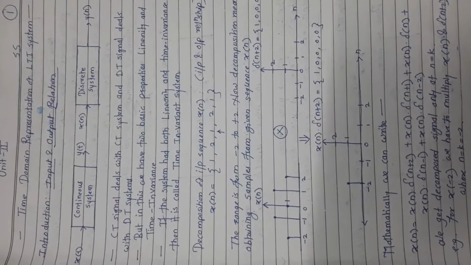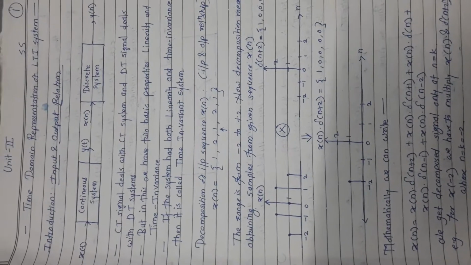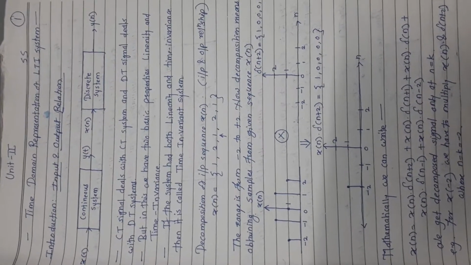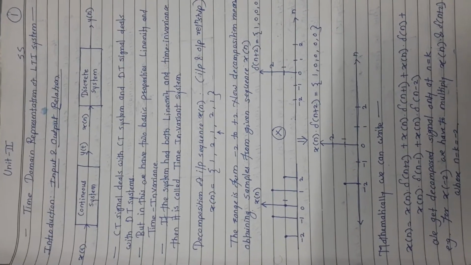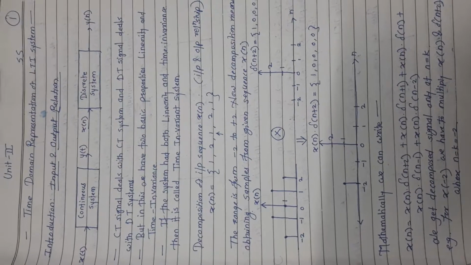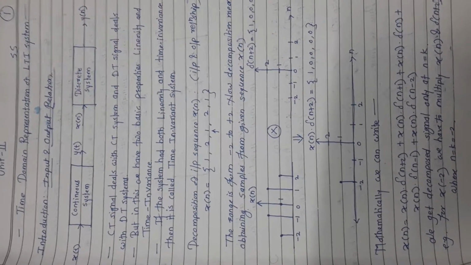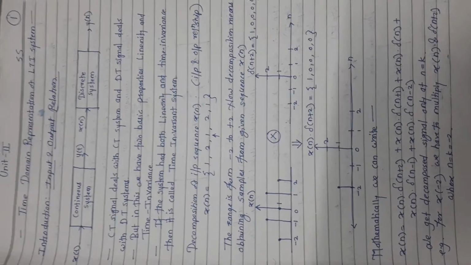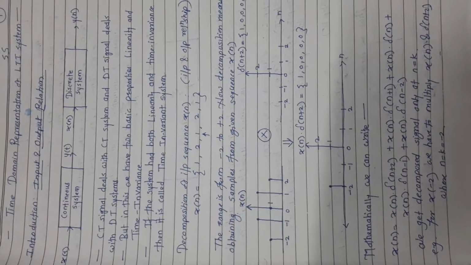So CT signal deals with CT system and DT signal deals with DT system. But in this we have the basic properties of linearity and time invariance. In the name time domain representation of LTI system, LTI represents linear time invariant system. So in this system we have both linearity and time invariance, then it is called a linear time invariant system.